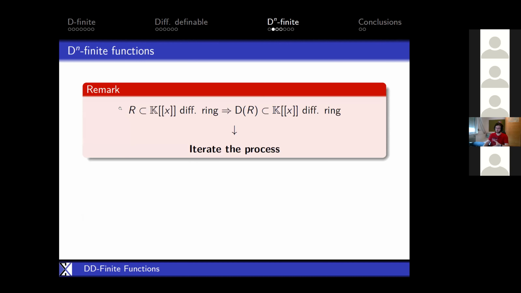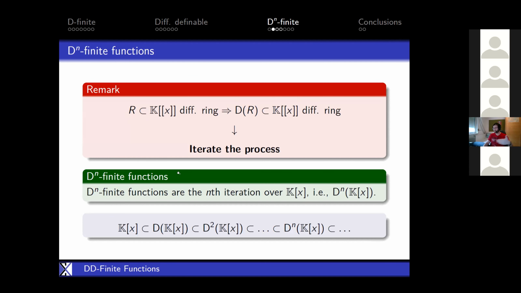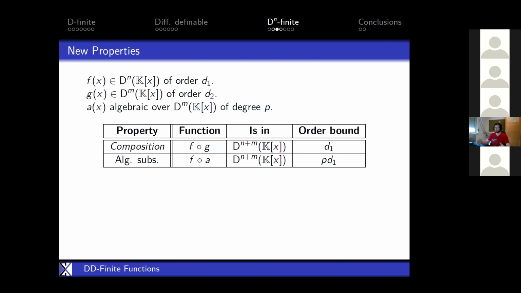As I was mentioning, if R is a differential ring, then DR is a differential ring. So we can just keep going and going and going. And the DM-finite functions are just the nth iteration of this process, and we have this interesting chain of rings inside the formal power series. We start with polynomials, then we go to D-finite, then we go to DD-finite, and so on, so DM-finite, and keep going, keep going. And the good thing here, once we start looking at this chain, is that things start to fit together because we have more properties now.